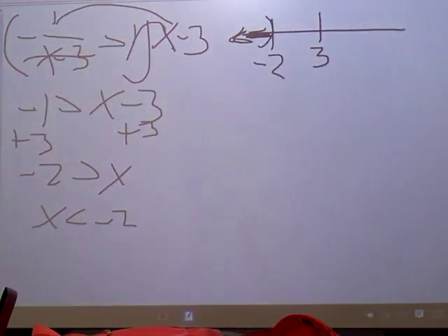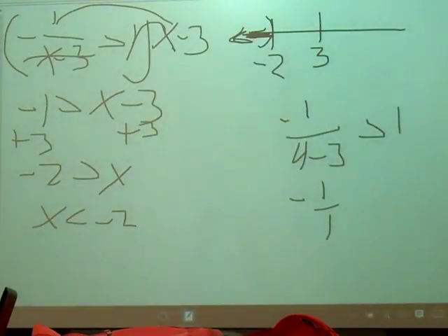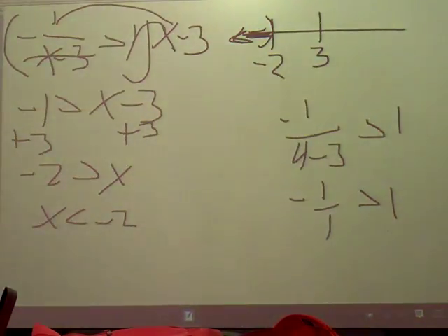Where do I shade? I would test first what makes sense. It makes common sense to me that it's going to be to the right of 3, just by looking at the graph. So test that first. Plug a 4 in, see if it's true or not. -1 over 4 minus 3 is greater than 1. 4 minus 3 is 1, so I got -1 over 1 is greater than 1. Well, that's not true. So I was wrong on that. -1's not greater than 1, is it? No.